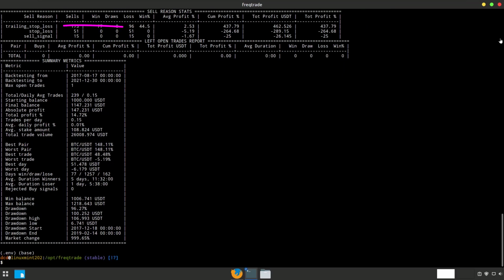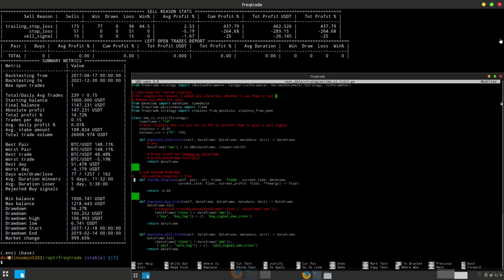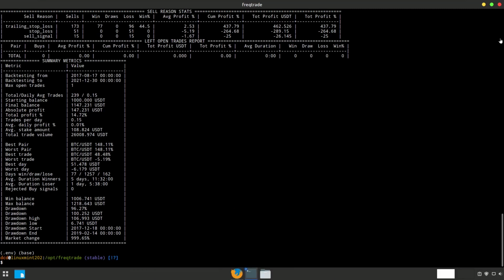Now you can see that there's an extra line in the sell reason stats, which says that there are trailing stop losses involved. These trailing stop losses caused the bot to sell when a 4% price retracement occurred after the last determined current price. And with an asset that can move up or down more than 4% a day, this could lead to a lot of trades and a lot of loss of potential profit.